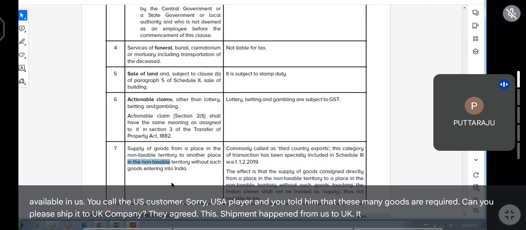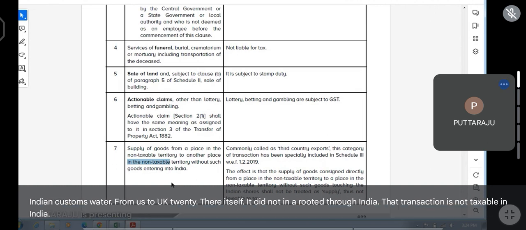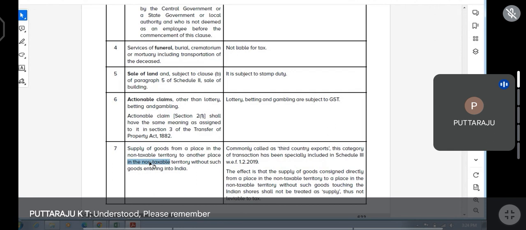It did not enter into any Indian territory or Indian customs waters. From US to UK, it went there itself. It did not route through India. That transaction is not taxable in India. Though the facilitation happened from India, it is not taxable in India. Understood? Please remember this one. You might get question on this.